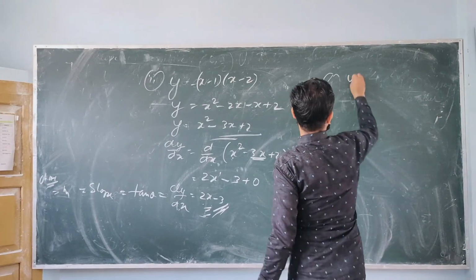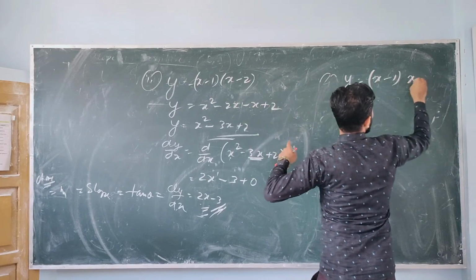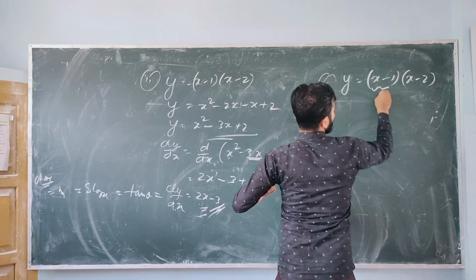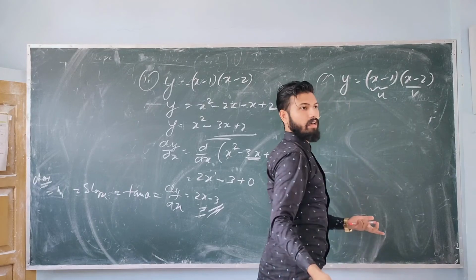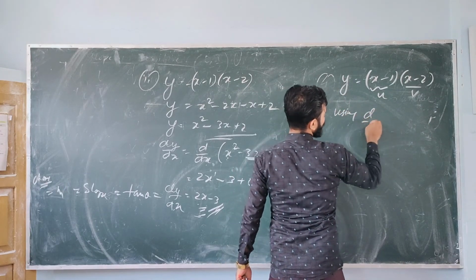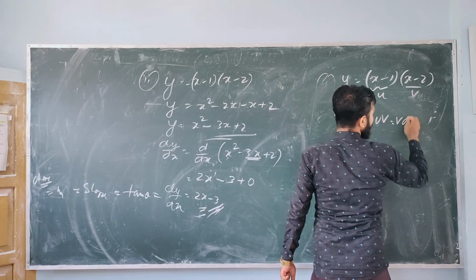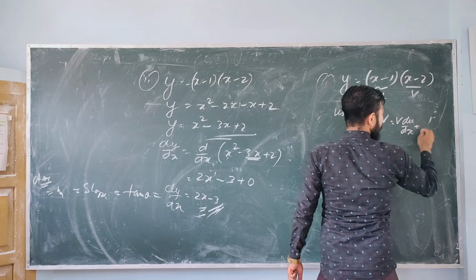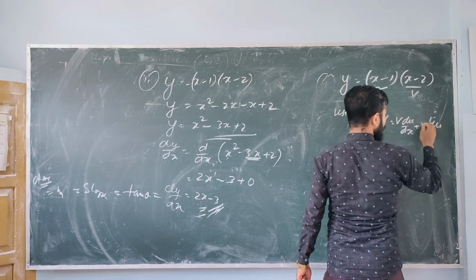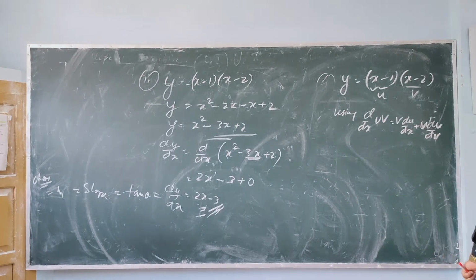What is given? y equal to x minus 1 times x minus 2. Here x minus 1 is u and x minus 2 is v. We have a formula using this: d/dx of uv equal to v du by dx plus u dv by dx. We use this and we get the answer.